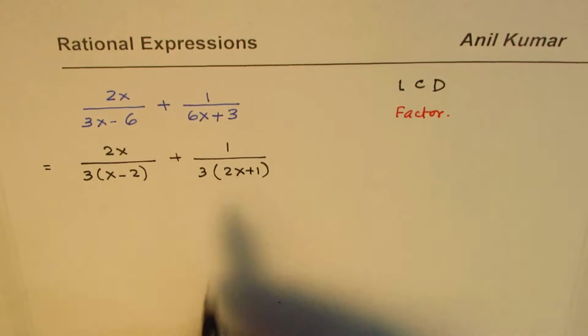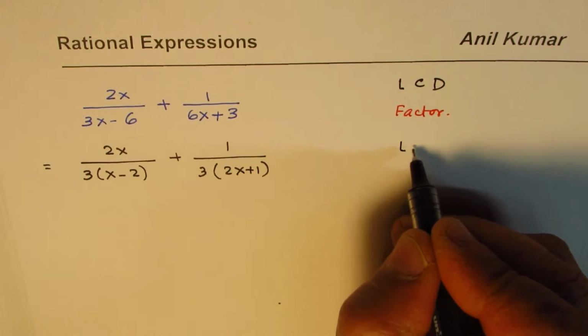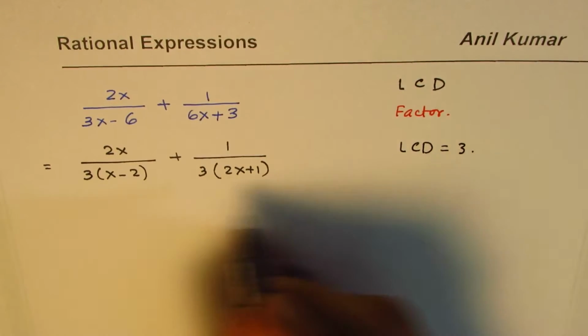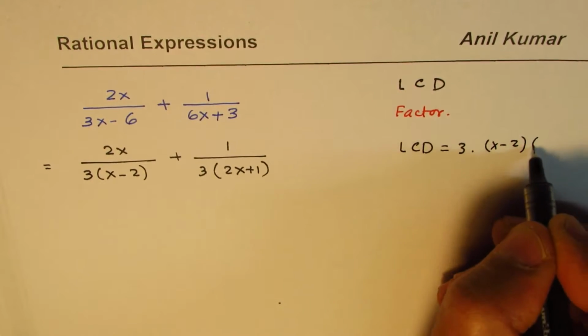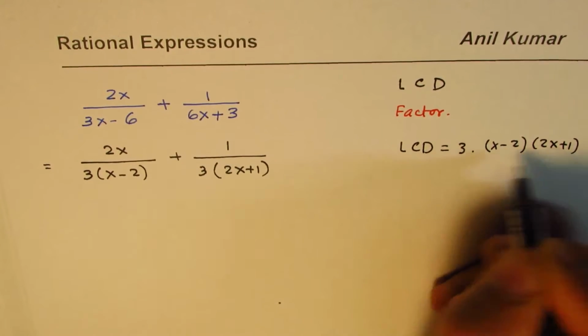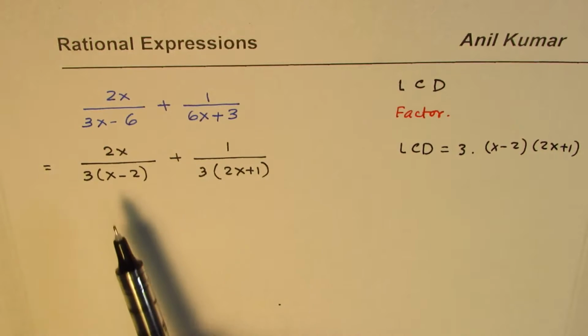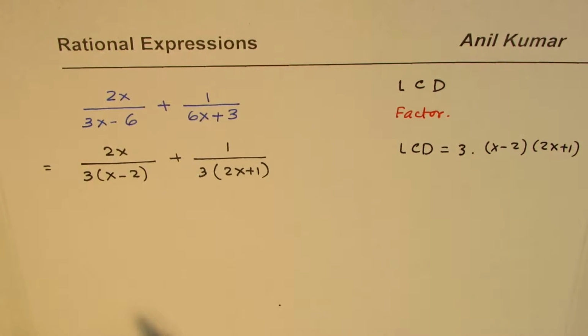Now it is kind of easier to identify the lowest common denominator. The number 3 is there, so the lowest common denominator is equal to 3 times one factor, x minus 2, the other one is 2x plus 1. So that becomes the lowest common denominator. Correct? Now we have to ensure that both these terms have this lowest common denominator.